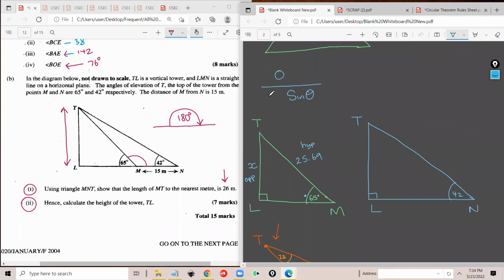Sine theta is opposite over hypotenuse, and we're trying to find the opposite side. So how do you find the opposite side? Hypotenuse multiplied by sine theta. Right? So the opposite side is hypotenuse multiplied by sine theta. Well, we have all the information here. Let's type that in and finish.